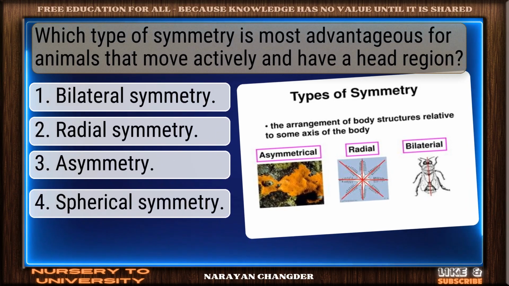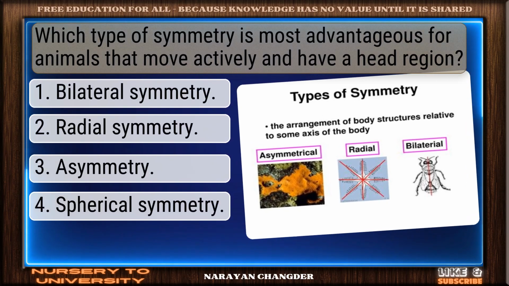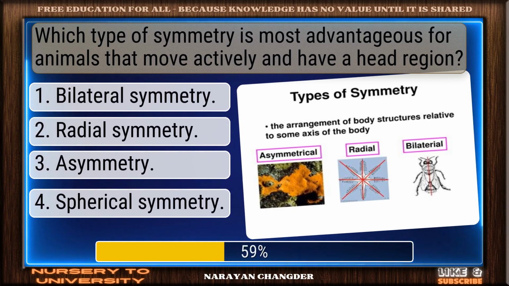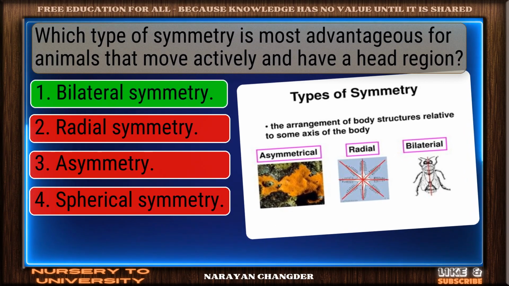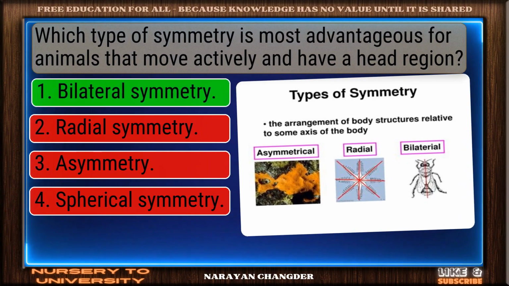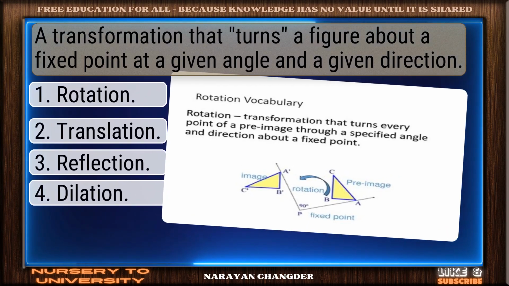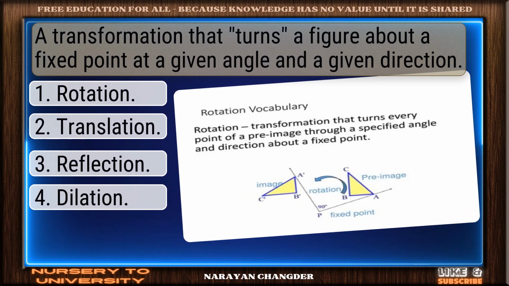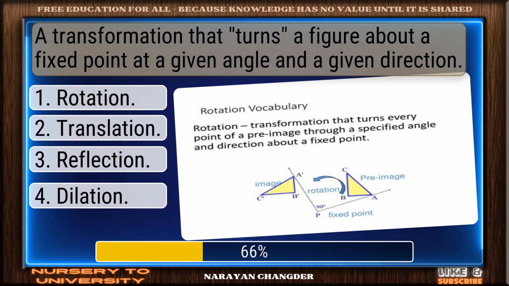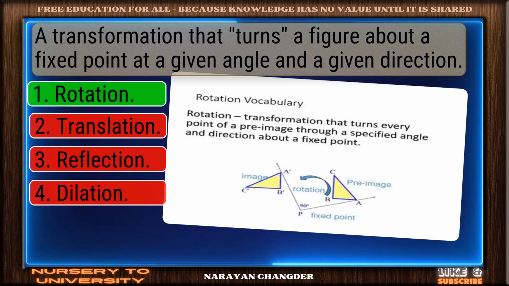Which type of symmetry is most advantageous for animals that move actively and have a head region? Solid response. Bilateral symmetry is a valid choice. A transformation that turns a figure about a fixed point at a given angle and a given direction. Well reasoned. Rotation is the correct choice.